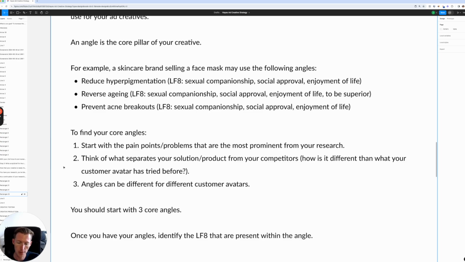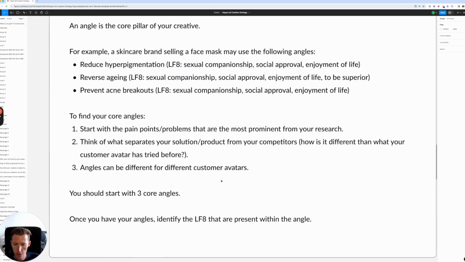Then you want to think of what separates your solution or your product from your competitors. How is your product different and better than what your customer avatars tried before, right? Because that's going to help you speak to them in a certain way that's going to convince them to try your product. And angles can be different for different customer avatars.